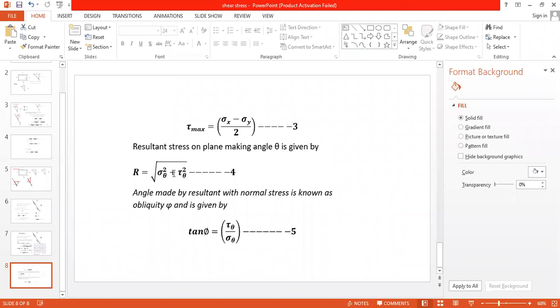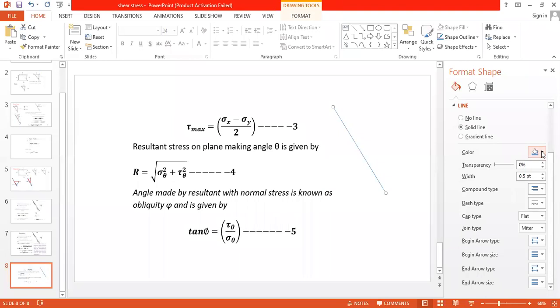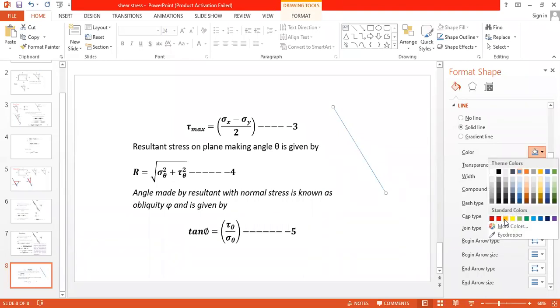Okay. Now, the resultant stress on the plane making an angle theta is the square root of sigma theta square plus tau theta square. This is the resultant stress on a plane making an angle theta. Now one more definition I want to tell you here: the obliquity phi. It is the angle made by the resultant with the normal stress. That means I will show you here. This is a plane, and it is a plane at an angle theta.